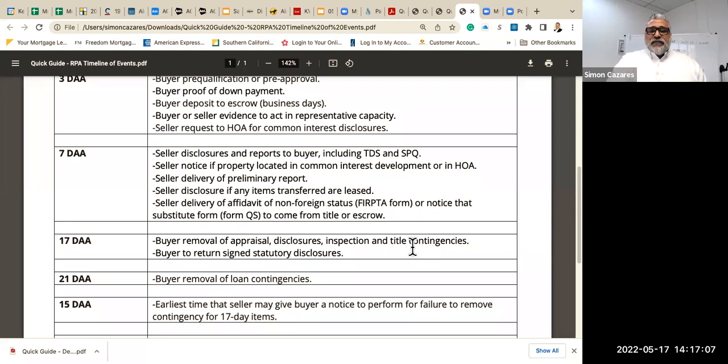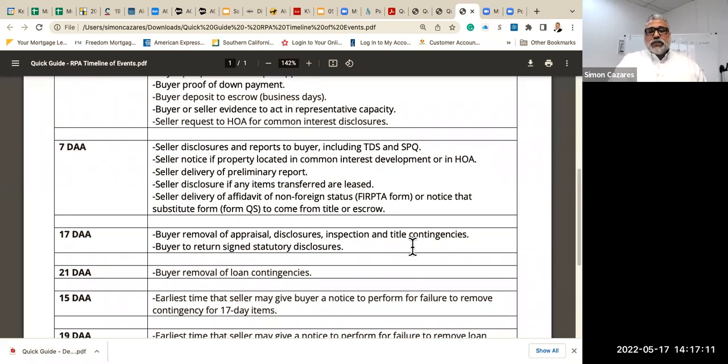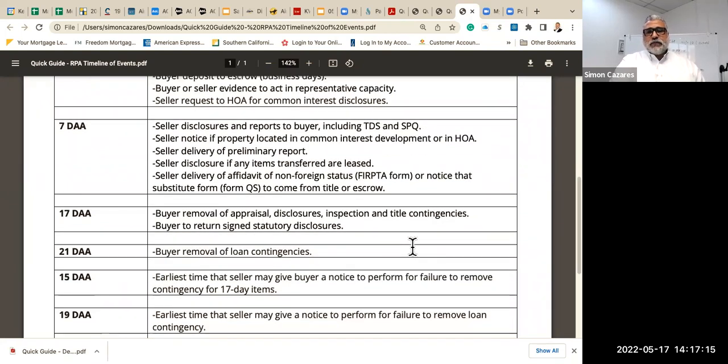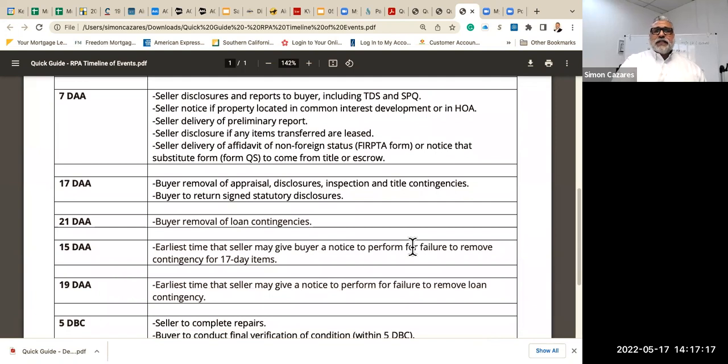Seller delivery of affidavit of non-foreign status, the FIRPTA form, and substitute the QS, better known as the QS, from escrow. Okay. Now the 17 days after acceptance, here are some of the things that you must understand as part of the 17-day process. Buyer to remove appraisal, disclosure, inspections, and title contingencies. Buyer to return signed statutory disclosures.